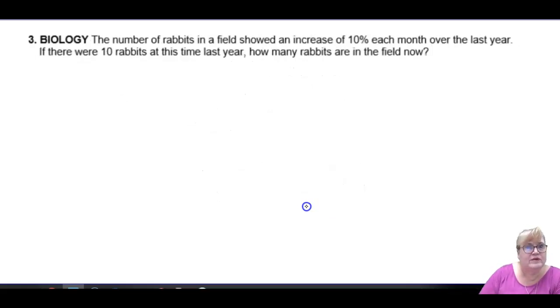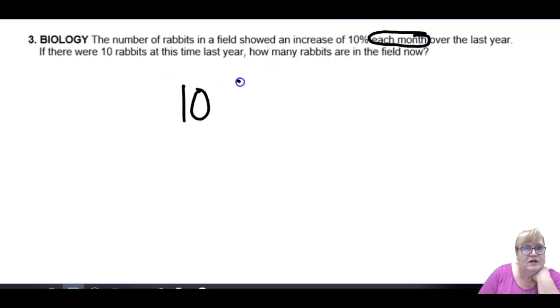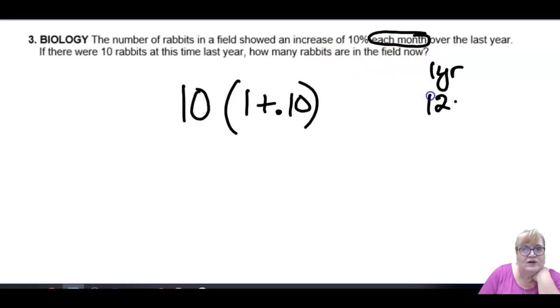I think there's one more, maybe two more. Okay, the number of rabbits in a field showed an increase 10% each month over the last year. If there were 10 rabbits last year, so we have, doesn't say continuously, so it's 1 plus 0.1, 10%. How many rabbits are there now? Well, in 1 year, it did this for 12 months, so we're going to put a 12 up here. So we just have to read carefully sometimes.